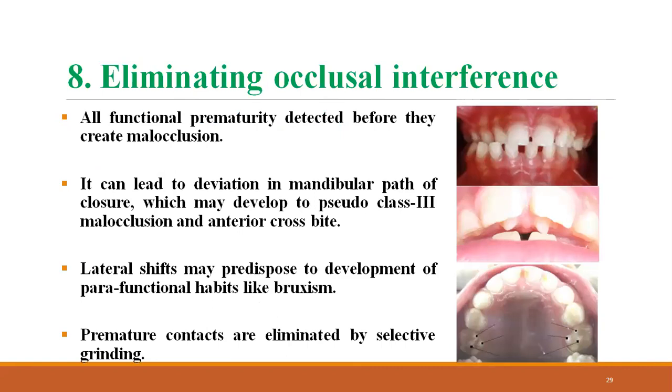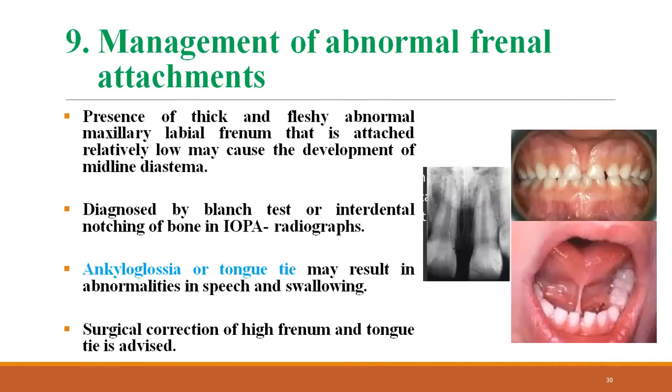So, eliminating occlusal interferences, and all functional prematurities should be detected before they create malocclusions. They can lead to deviation in the mandibular path of closure, which may develop into pseudo class 3 malocclusion and anterior crossbite. If it is not treated timely, then it may lead to true class 3 malocclusion. And lateral shift may predispose to development of various parafunctional habits like bruxism. So premature contacts are eliminated by selective grinding.